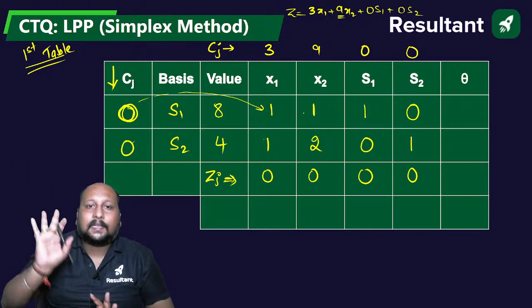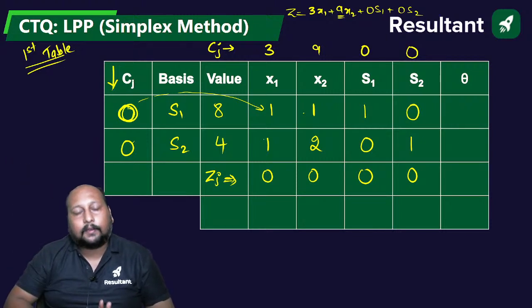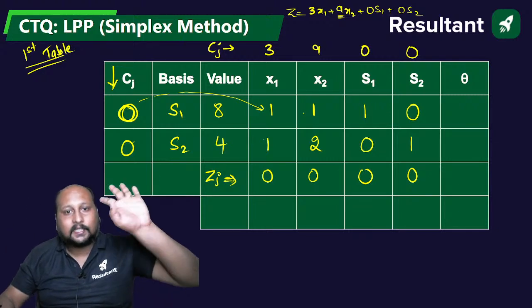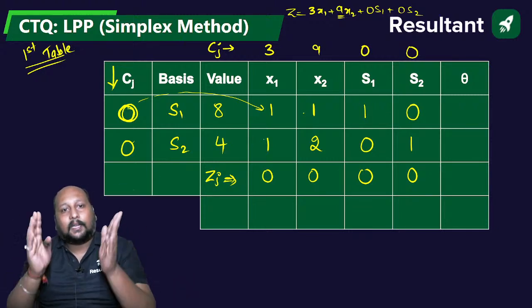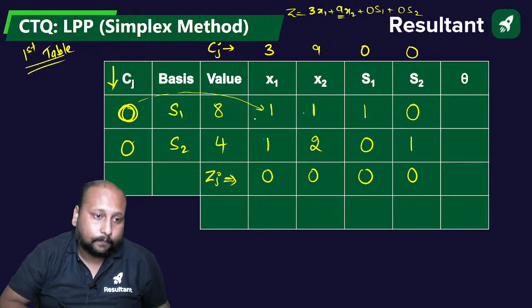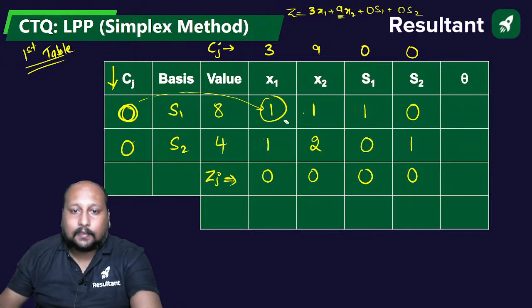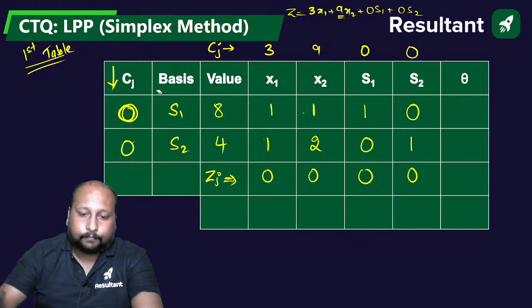Is everything fine so far? Is anyone having any doubt? Please do let me know if any student has any doubt over here, please tell me, or else we'll be going for the next. Is the Zj value clear? Zj value is nothing but you have to multiply the coefficient with the corresponding column. 0 into 1 plus 0 into 1, that will be 0. I'm not encircling these because they will be useful later on.